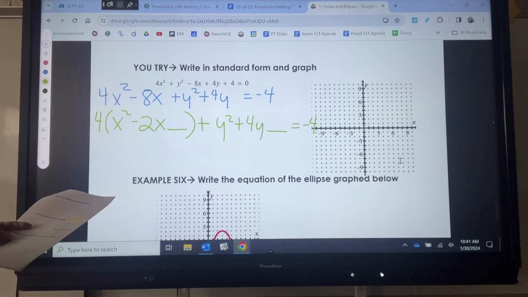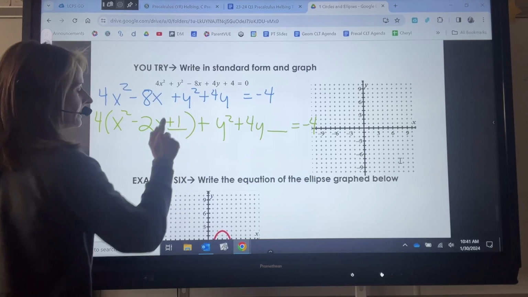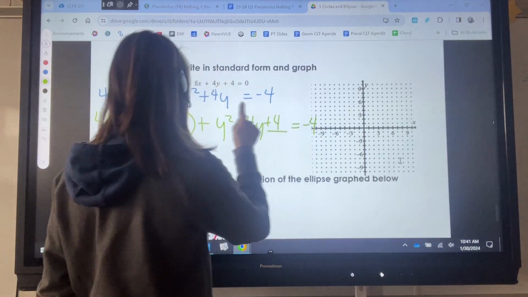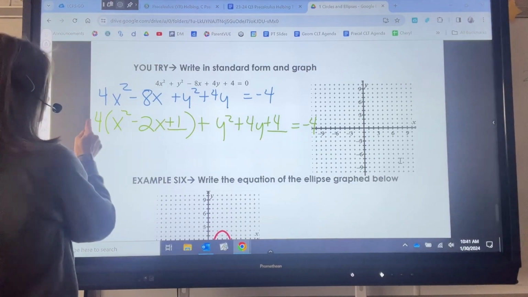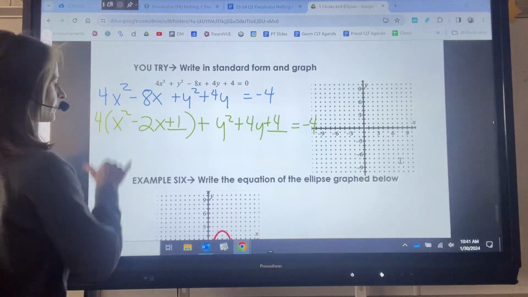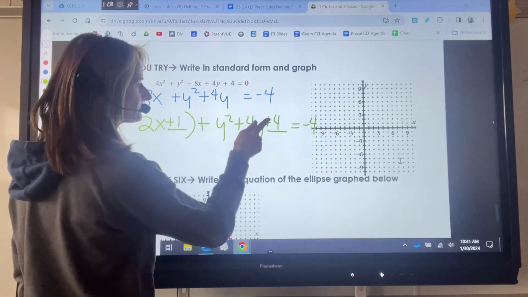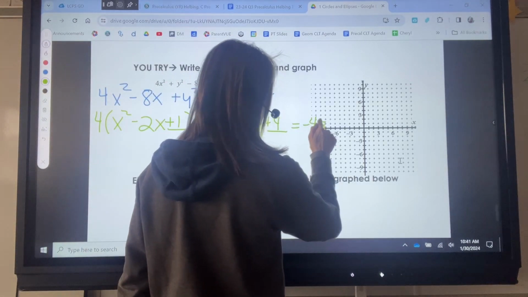All right, half of 2 is 1, 1 squared is 1. Half of 4 is 2, 2 squared is 4. So I'm adding, this 1 is actually not a 1, right? It's a 1 times a 4. So we just added 4 here, and we added 4 here. So on the other side, I'm going to add 8. Is everybody okay with that?